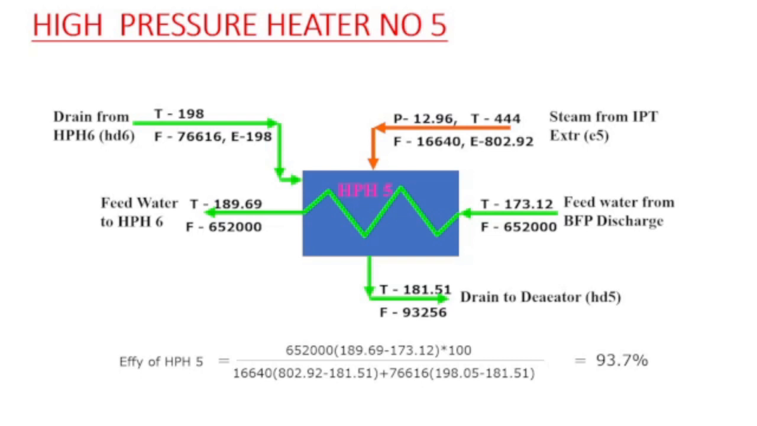The drain of the heater is cascaded. The drain of HD5 goes to the deaerator. This drain goes to the deaerator. The efficiency comes to 93.7%.